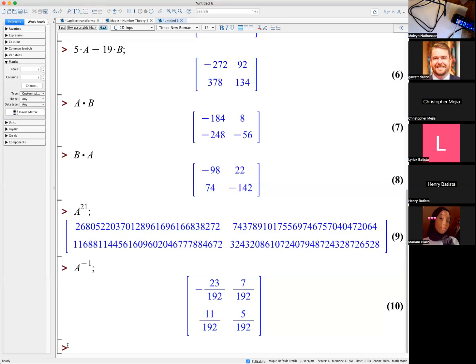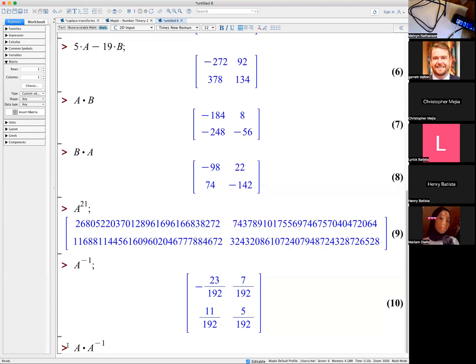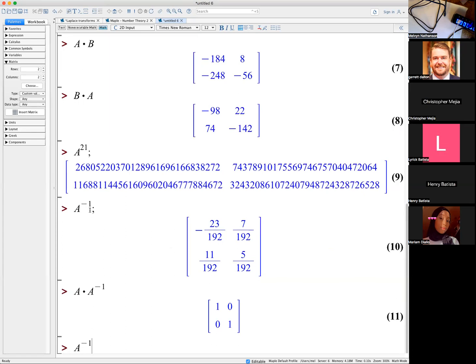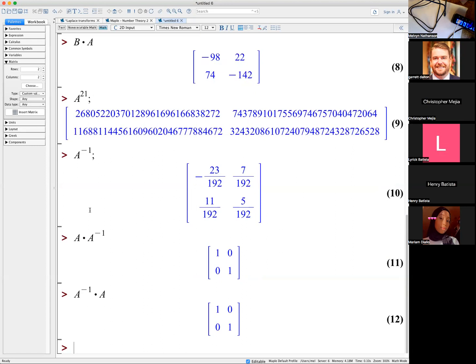So if I do A times A to the -1, I get the identity matrix. And if I do A to the power -1 times A, I also get the identity matrix. So you can do matrix calculations in Maple very easily.